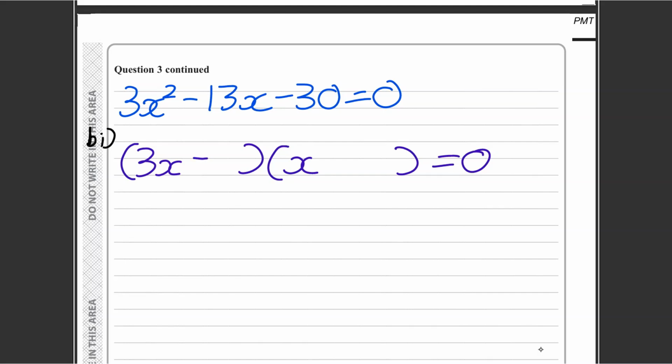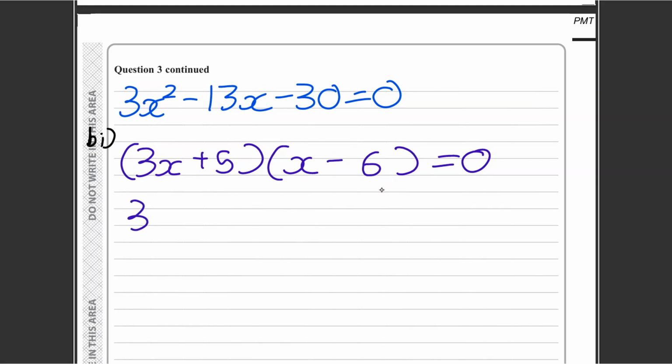And you find that if you make this plus 5 and this minus 6, 5 times minus 6 is equal to minus 30, and then x times 5 is equal to 5x, and 3x times minus 6 is equal to minus 18x. And when you add these together, it's equal to minus 13x. So this is the equation factorised.